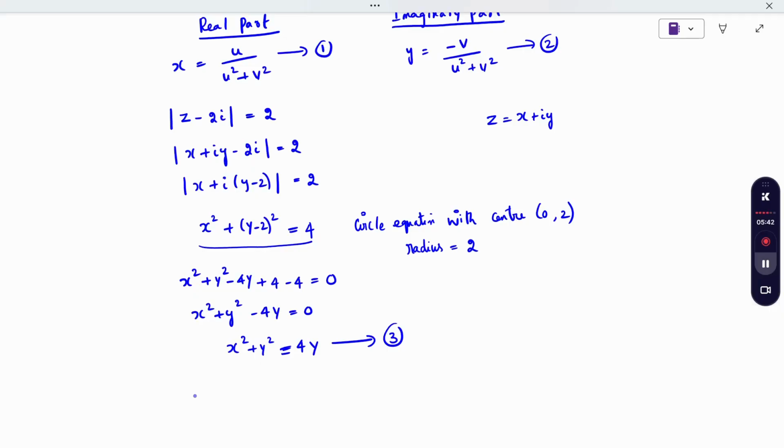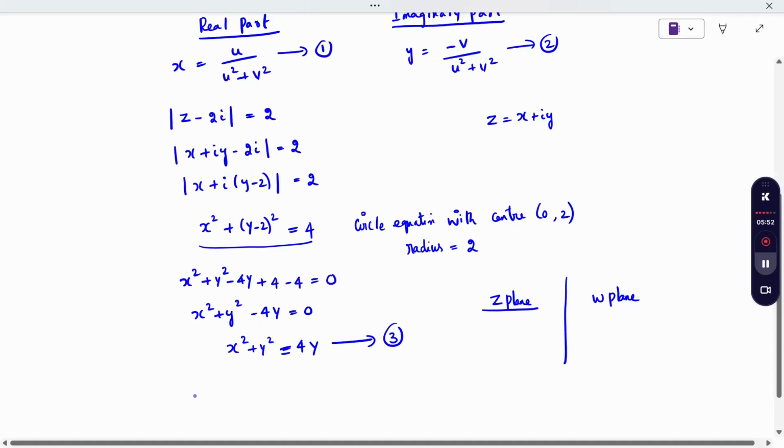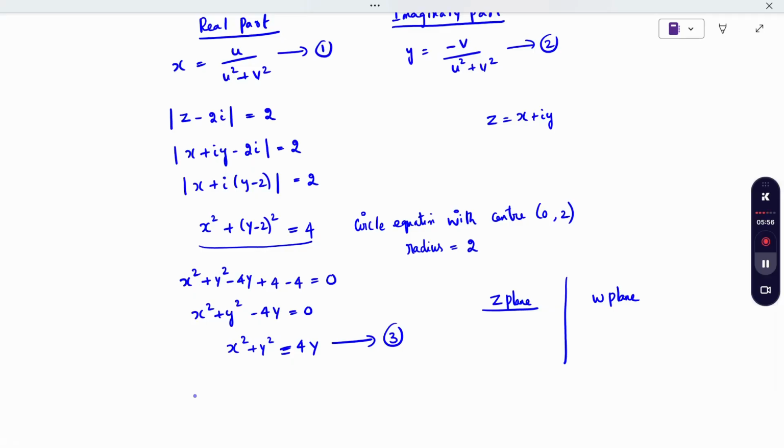I have to draw a diagram for the z plane and a diagram for the w plane. I have to convert the transformation to the w plane. So what is the diagram? The z plane I know how to draw, I have the points, so I can draw it. But for the w plane, only if I know the points can I draw the diagram.